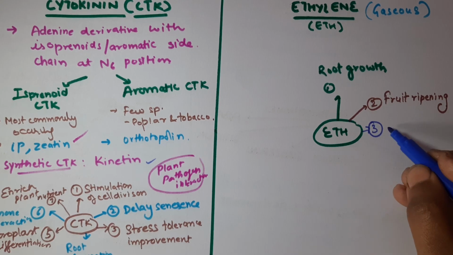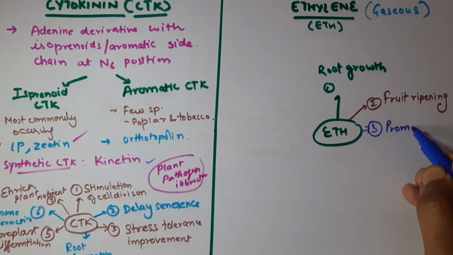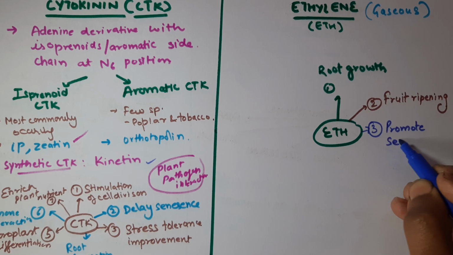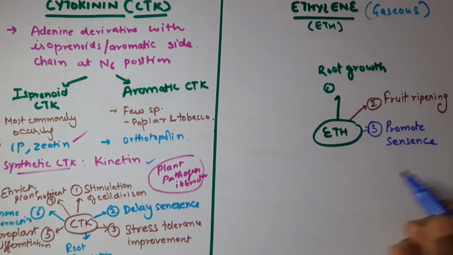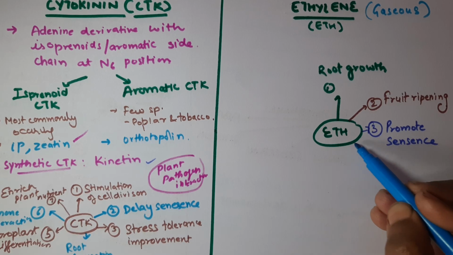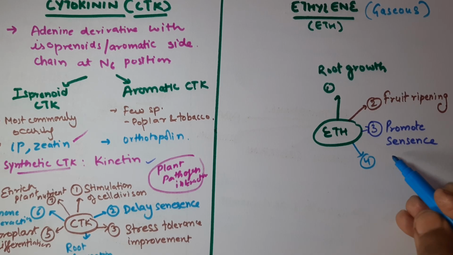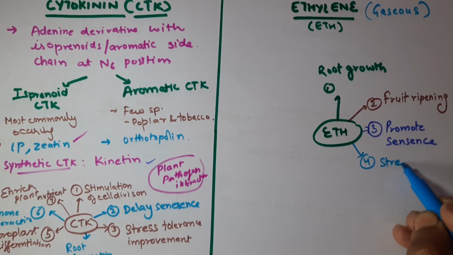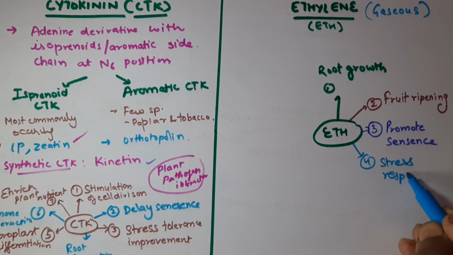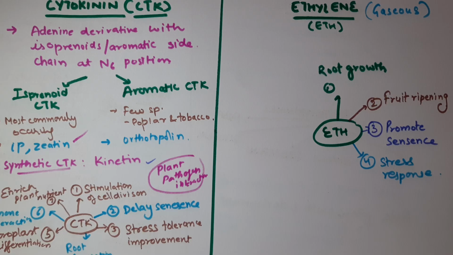However, if there is more ethylene, then it will promote senescence, ultimately leading to the death of the tissue. The fourth role is that it plays a role in the stress response of the plant. Usually ethylene is produced in the tissue during stress, for example in response to wounding, flooding or pathogen attack, and the production of ethylene helps the plant to adapt to these stresses.